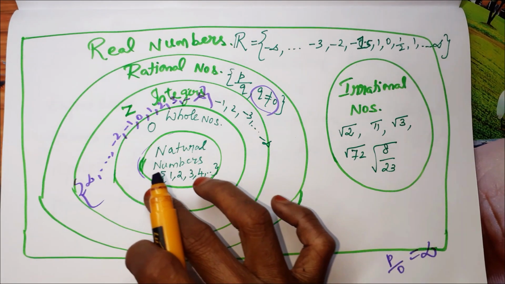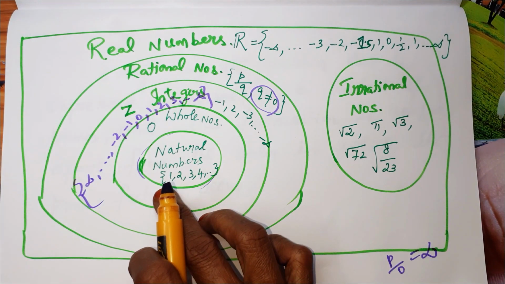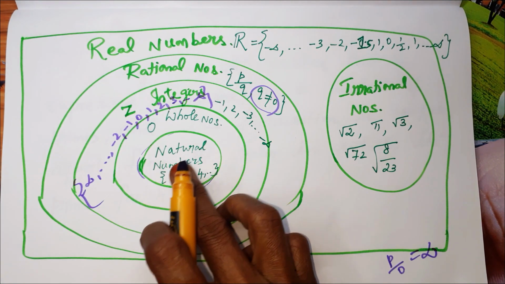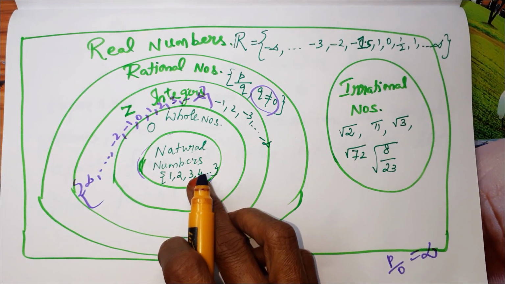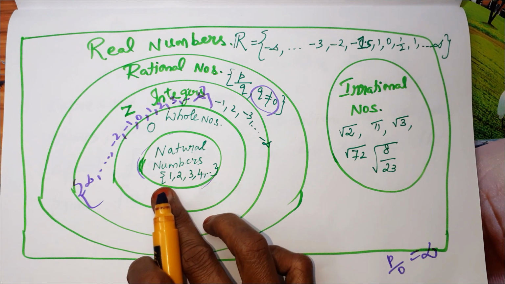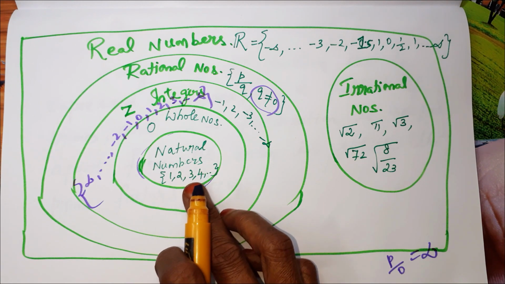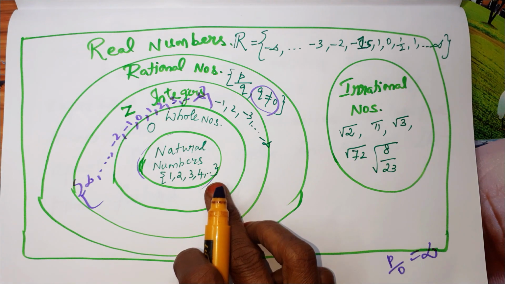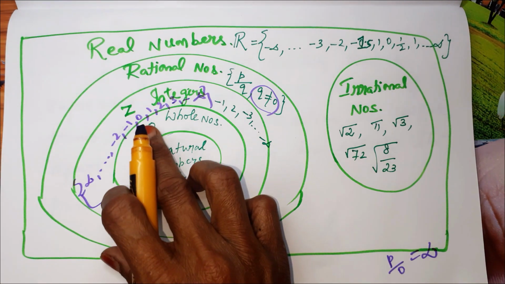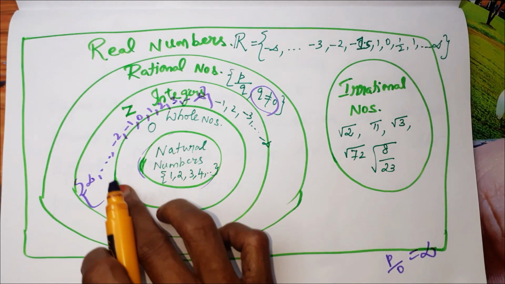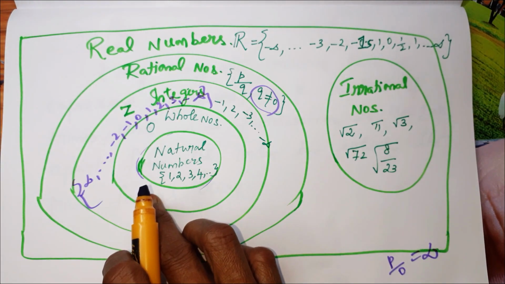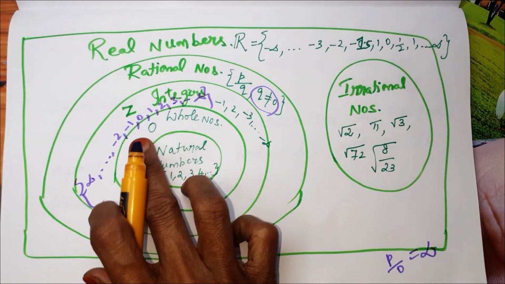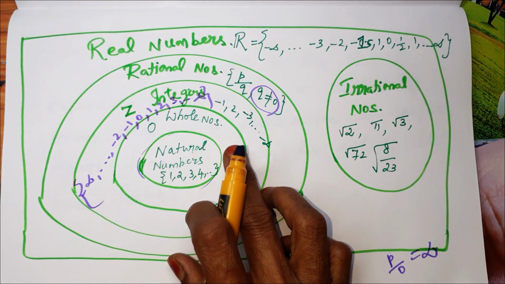In that, the very first set that we have is the set of all natural numbers. Natural numbers start with 1, 2, 3, 4 up to infinity. When we include 0 with the natural numbers, that set is called the whole numbers. So whole numbers are 0, 1, 2, 3 up to infinity.